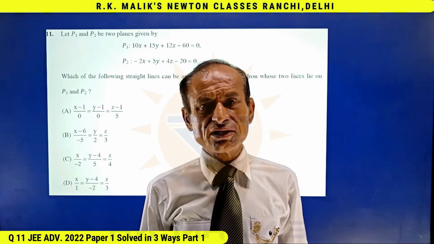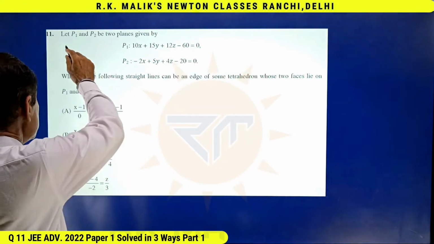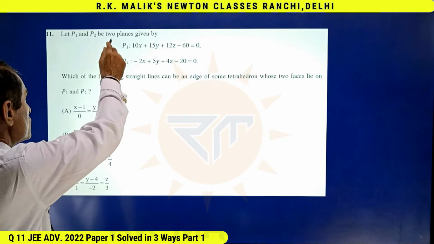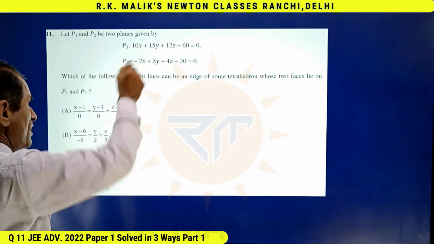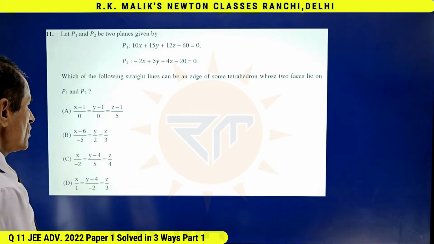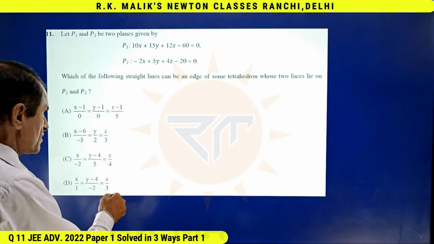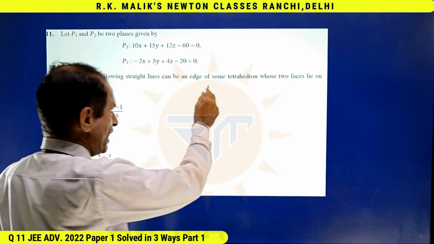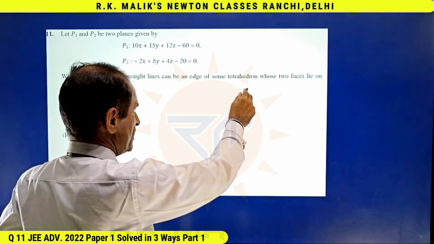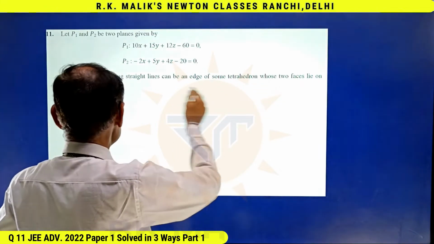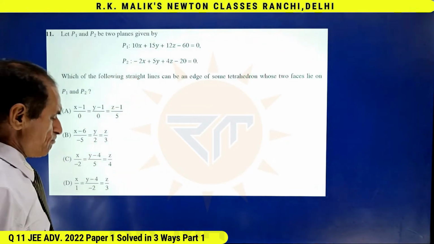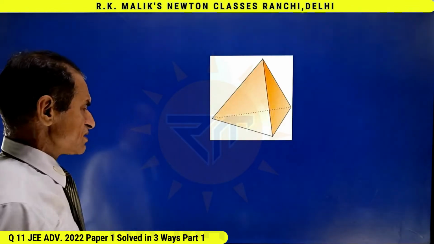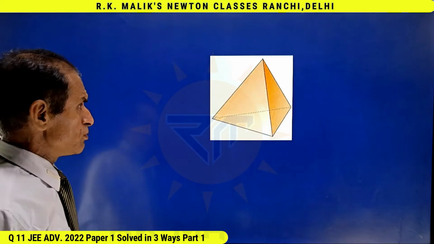In this question, it is given that let P1 and P2 be two planes given by this and this. And you have to find out of these lines, which of these lines can be edge of some tetrahedron whose faces lie on P1 and P2. See, this is the shape of tetrahedron you must be knowing.